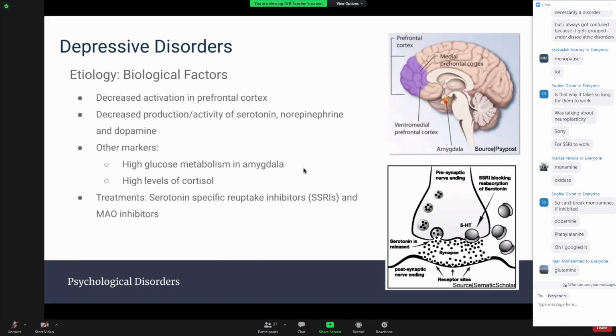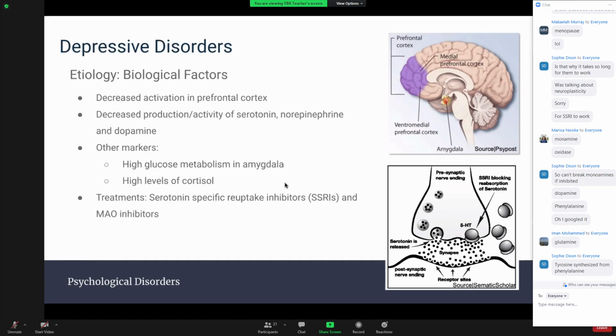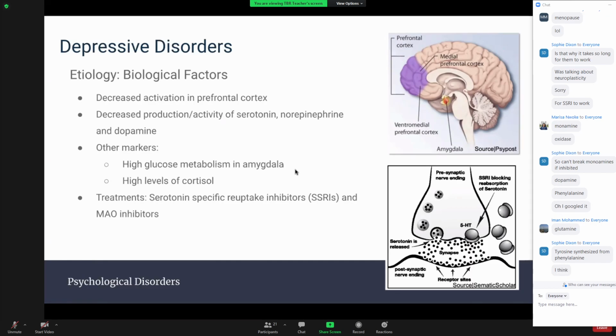It goes tyrosine, then L-dopa, then dopamine. Okay, this is important for all of us to have straight. Tyrosine. Oh, from phenylalanine. Okay, gotcha. So thank you, Sophie. Alrighty. Yes, that makes sense. It makes sense that at some point tyrosine was made from phenylalanine.